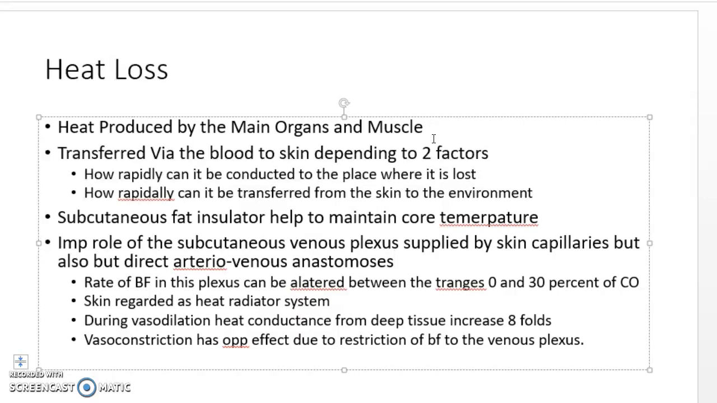And as we previously said, the rate of blood flow can be altered from 0 to 30% of the cardiac output. I also want to mention that vasoconstriction has the opposite effect due to restriction of blood flow to the venous plexuses. So that means it'll conserve heat, whereas vasodilation can cause the heat loss to increase by 8 times. And that's just what I want to mention over here.